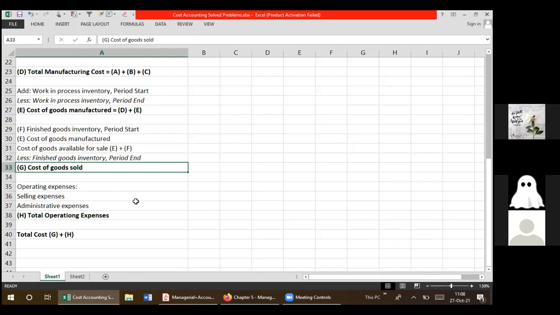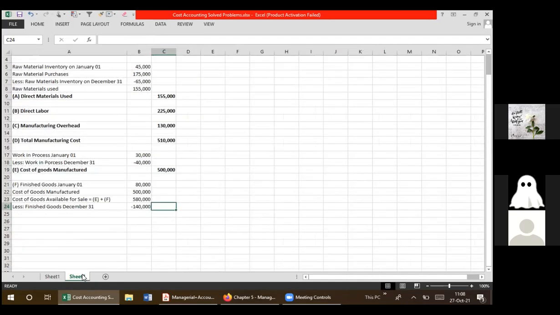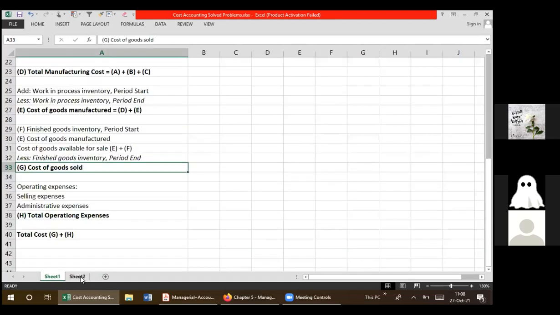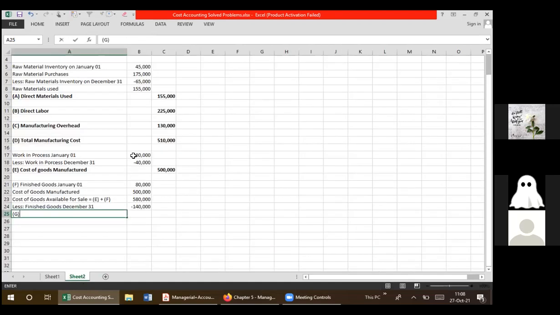That gives us cost of goods sold, or G. Cost of goods sold is 580,000 minus 140,000, which is 440,000. So cost of goods sold is 440,000.